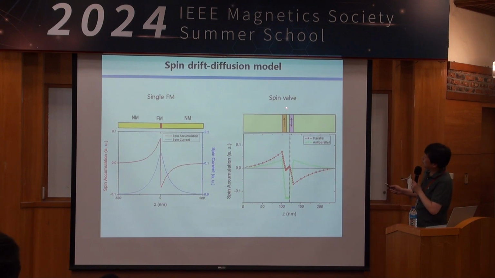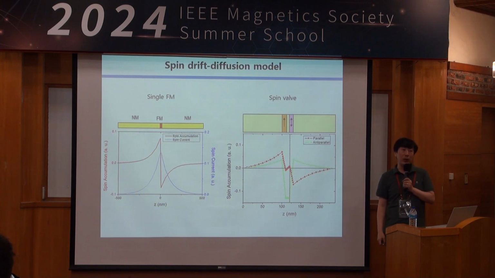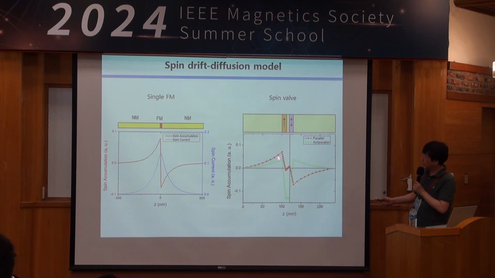You can do the same thing for the spin valve with two ferromagnets, and depending on the magnetic configuration, you see the spin accumulation pattern is different. So spin accumulation is proportional to the spin chemical potential, meaning that you have different resistance if the chemical potential profile is different.